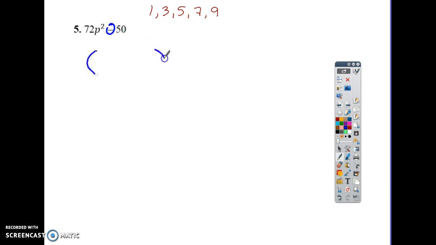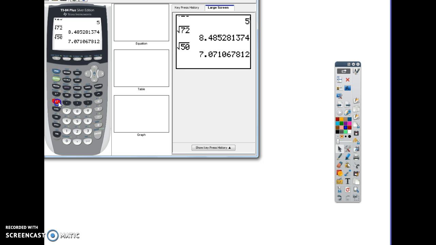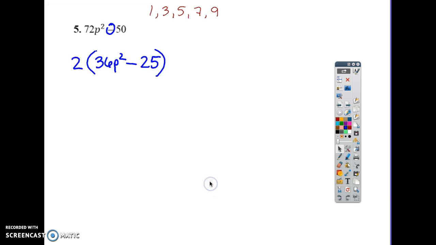So if I take out a 2, and I divide 72 by 2, what do you get? 36, p squared. If you divide 50 by 2, you get 25. Now it's the difference of two squares because the square root of 36 is 6, and the square root of 25 is 5. And if you didn't know that, you put it in the calculator. Square root of 36 is 6, and we just did the square root of 25, it's 5.